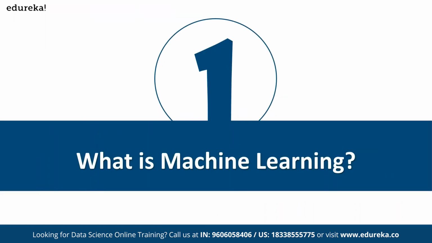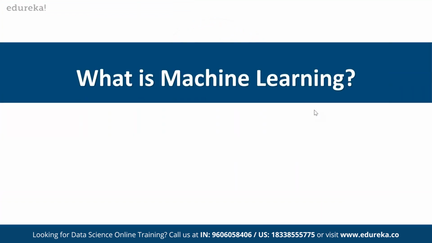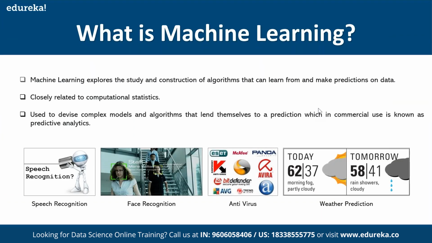So let us first come to today's first understanding, what is machine learning, right? Machine learning explores the study and construction of algorithms that can learn from and make predictions on data. It is closely related to computational statistics and used to devise complex models and algorithms that lend themselves to prediction, which in commercial sense is known as predictive analytics. Okay, so I think most of you know that, right from our childhood, a lot of us have come across weather predictions.